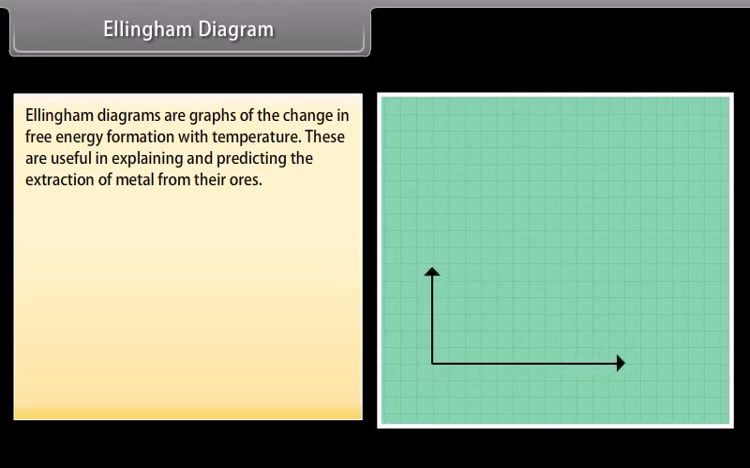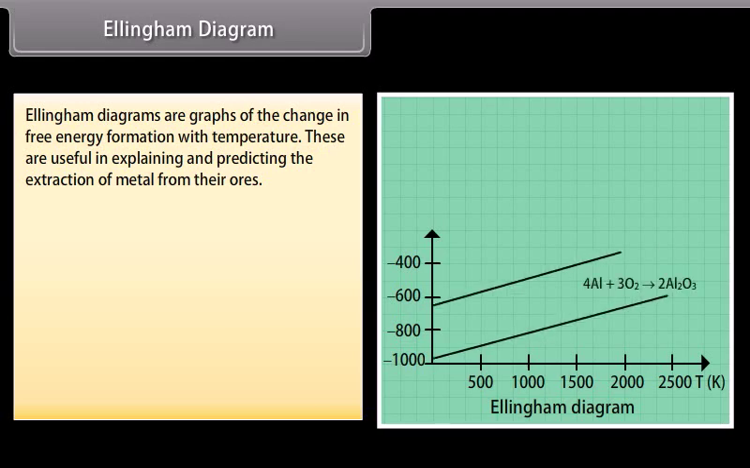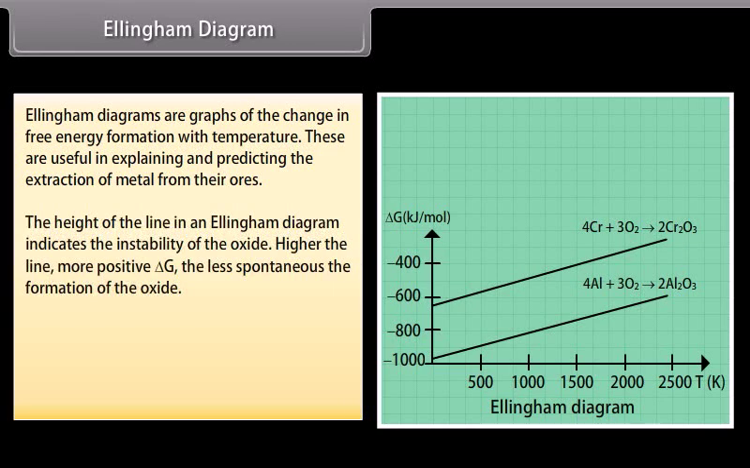Ellingham diagram. Ellingham diagrams are graphs of the change in free energy of formation with temperature. These are useful in explaining and predicting the extraction of metal from their ores. The height of the line in an Ellingham diagram indicates the instability of the oxide. The higher the line, the more positive delta G, and the less spontaneous the formation of the oxide.